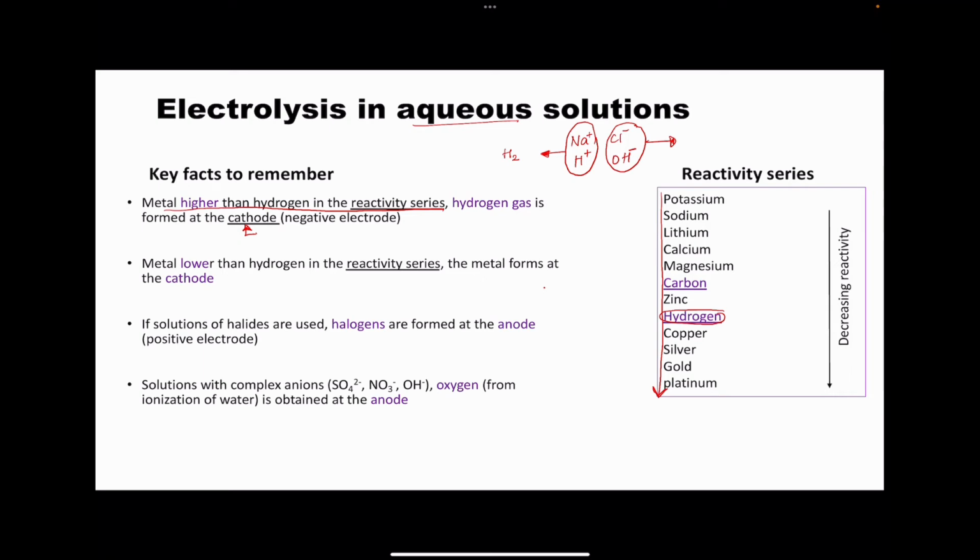The next part: if there is a metal lower than hydrogen in the reactivity series, the metal forms at the cathode. So for this case, these ones here, their metals will be formed at the cathode because they're lower than hydrogen in the reactivity series.